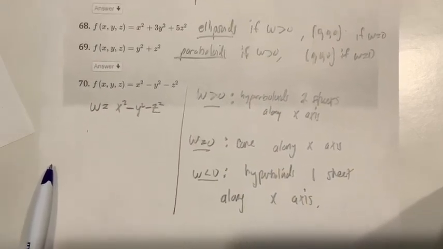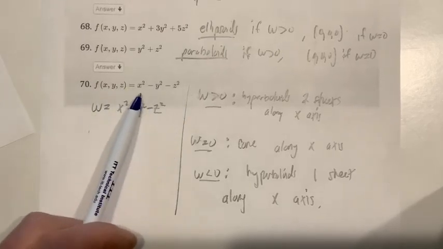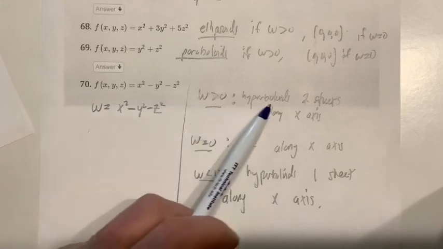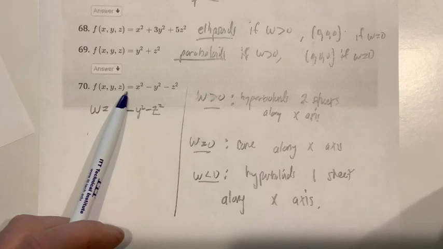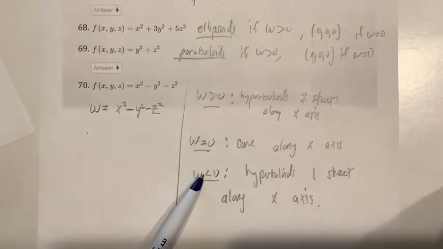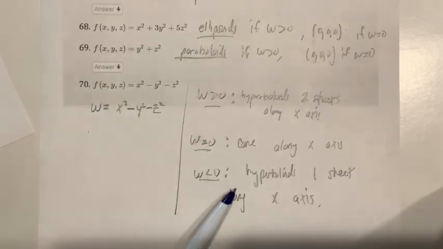This one's kind of tricky. The last one here. If W is greater than 0, I believe you have a hyperboloid of 2 sheets along the x-axis. If W equals 0, I believe you get a cone. And if W is less than 0, then you would multiply everything by -1, and you would have hyperboloids of 1 sheet along the x-axis.